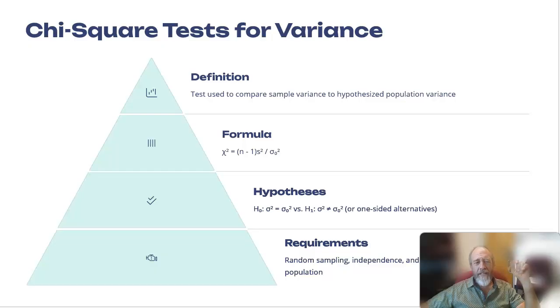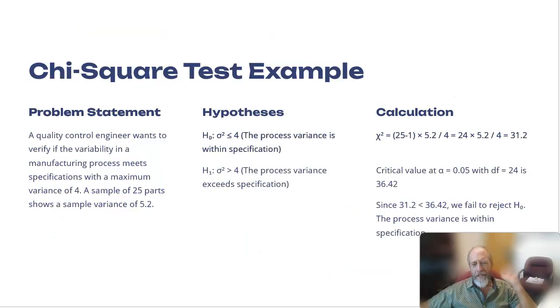And you've got the null hypothesis of the comparison of variances. The typical thing that you have to do is assume an independent, normally distributed population. But let's go straight to an example because this really does demonstrate it. This is also going to demonstrate why it is important. A quality control engineer wants to verify if the variability in a manufacturing process meets specifications with a maximum variance of 4.